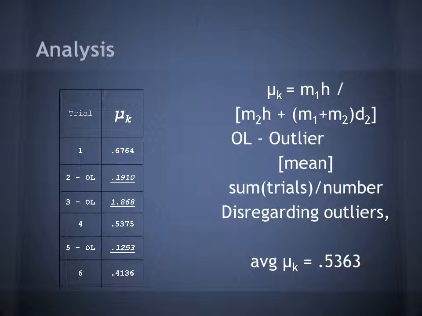However, we chose to ignore the results from Trials 2, 3, and 5 since they were outliers. So instead we just used the trials 1, 4, and 6 to find our average mu sub k. Our average mu sub k was found to be 0.5363.